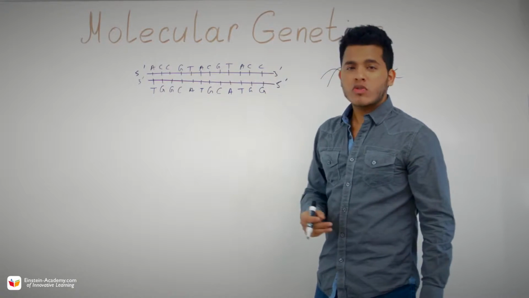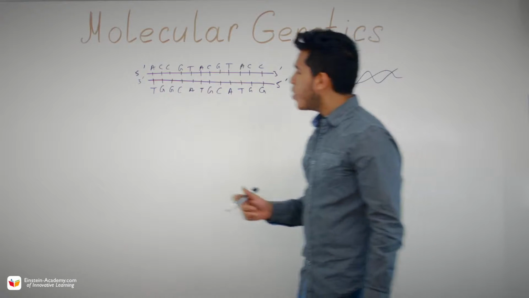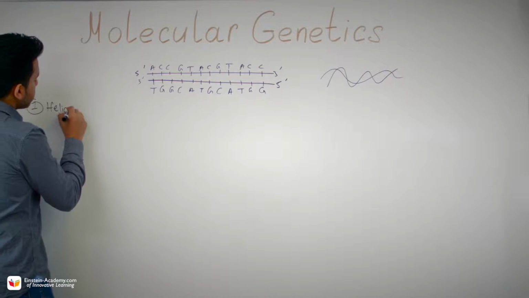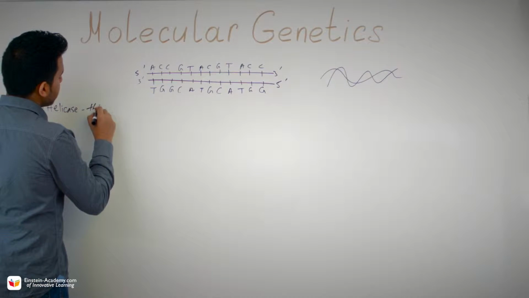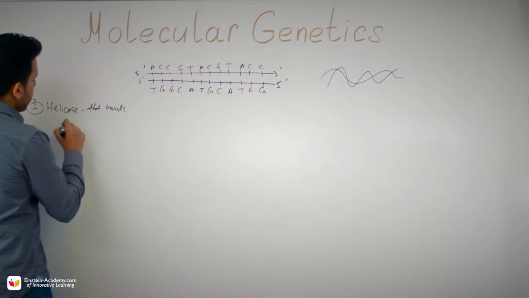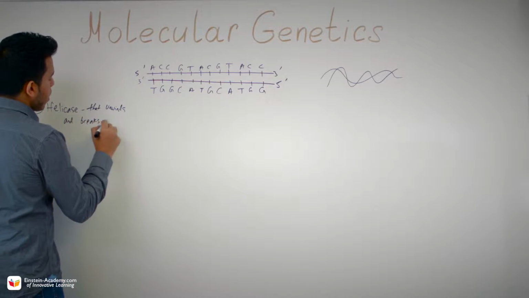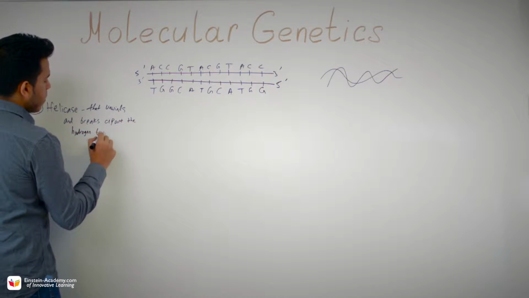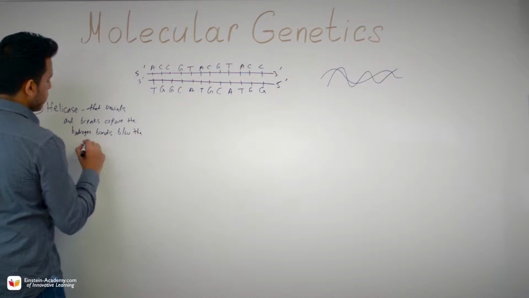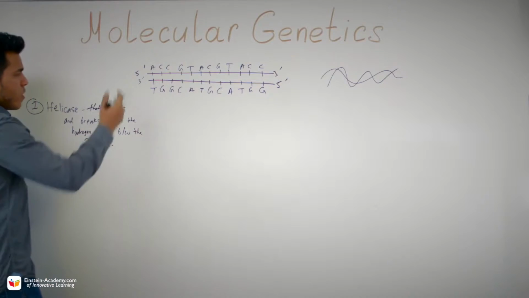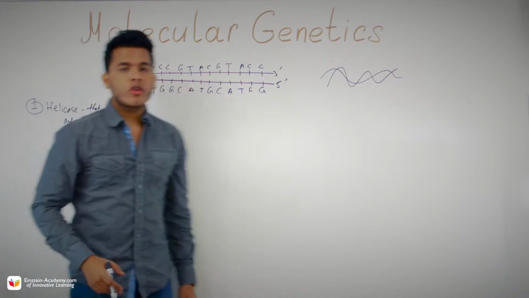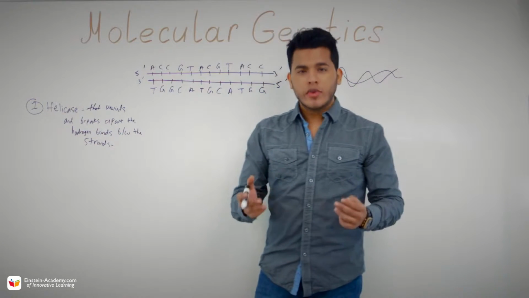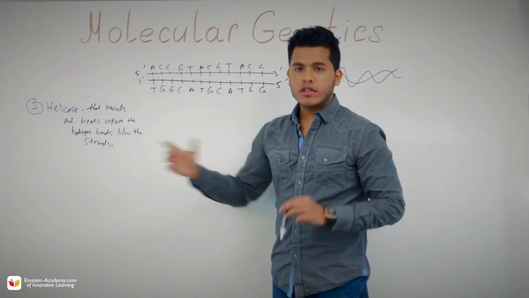The first thing we need in order to replicate our DNA strand is an enzyme called Helicase. So, number one, we need Helicase, and Helicase is an enzyme that unwinds and breaks apart the hydrogen bonds between the strands. So this double-stranded molecule is held together by hydrogen bonds. A and T have 2 hydrogen bonds, C and G have 3 hydrogen bonds, and we have to break them apart. Helicase is going to do that.